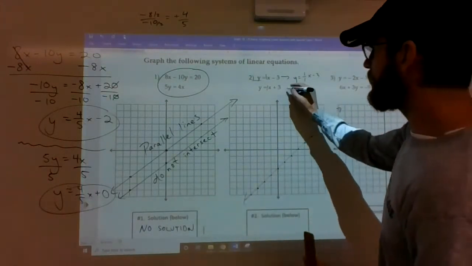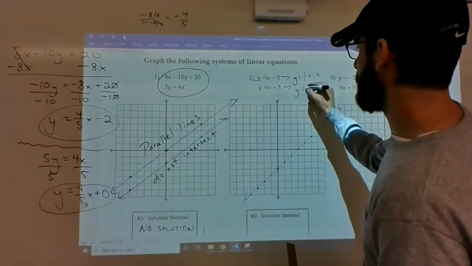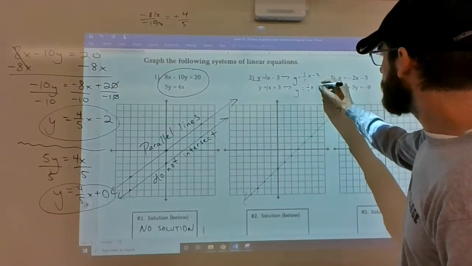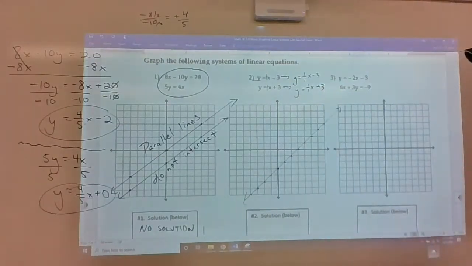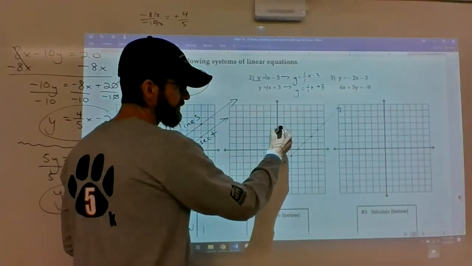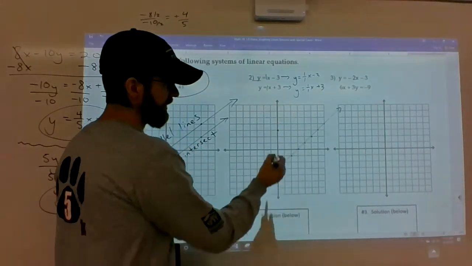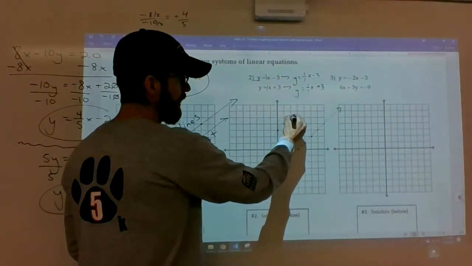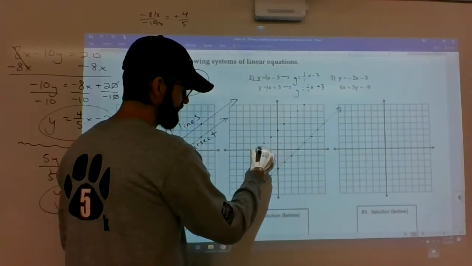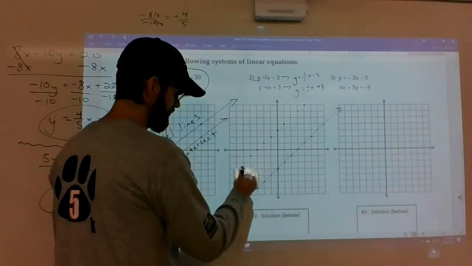And it looks like the other one is going to have the same pattern. It's got a 1/1 slope. It just starts at a different point. It starts at positive 3. So you go up 3 units, and again, same thing. Up one, right one, up one, right one, or down left, down left.